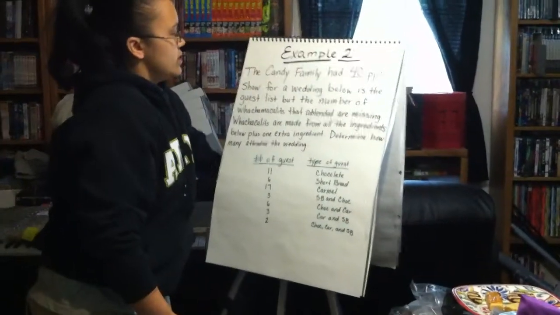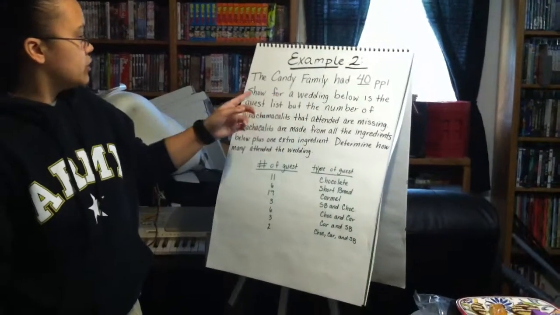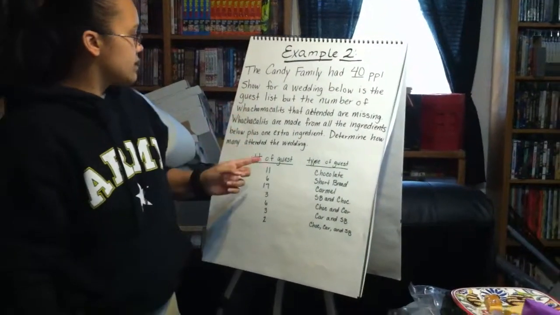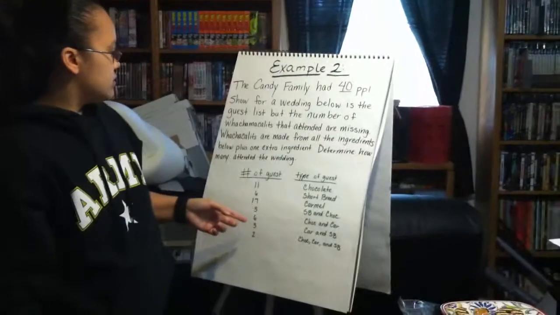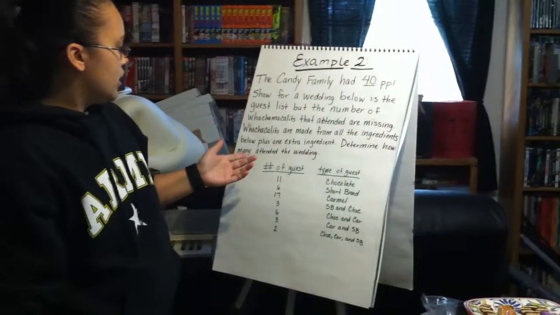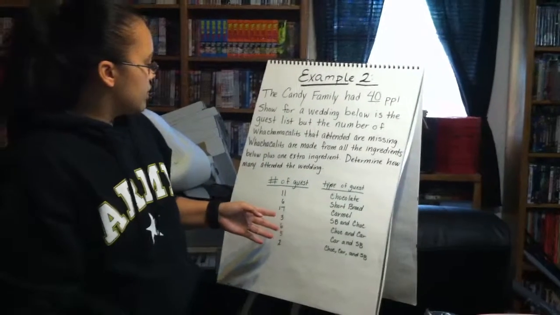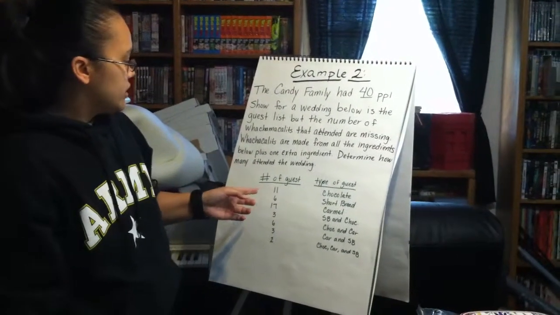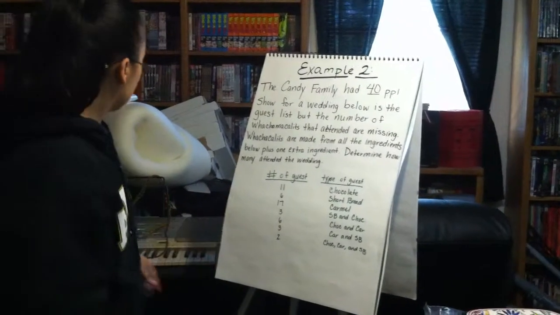And here we have example 2. The Candy family had 40 people show up at their wedding, and below is our guest list. But some of the numbers are missing. They couldn't figure out how many whatchamacallits had attended their wedding. Now with the whatchamacallits, they have all the same ingredients below, but they have one extra ingredient. Determine how many attended the wedding using the information below.